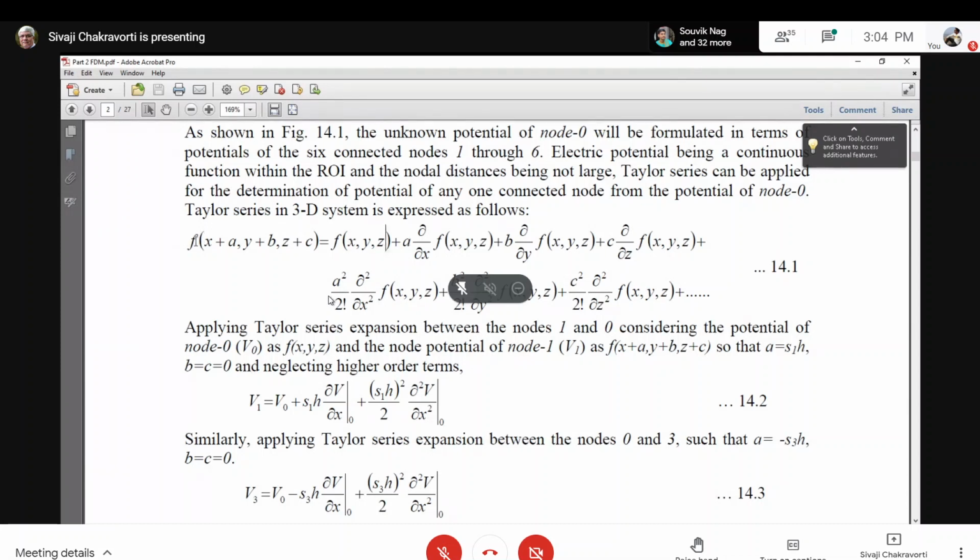Then the left-hand side is that same function, but at a point Q, defined by these coordinates. So I have two points: point P defined by x, y, z, and a point Q defined by x plus a, y plus b, z plus c. And that Taylor series says that if you know the value of that function at the point P, you can compute the value at the point Q using this series. Of course, certain mathematical conditions are there. This is what the Taylor series says.